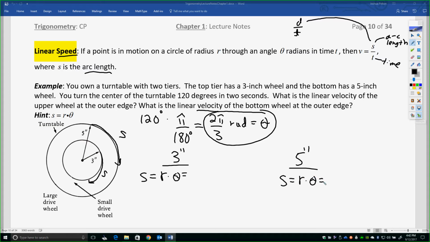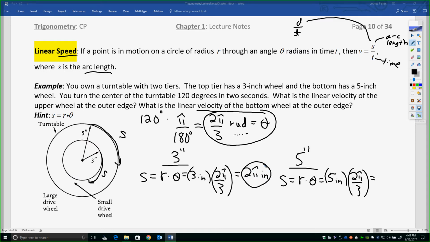And the first one had a 3-inch. The second one had a 5-inch. And they both spun the same amount, which is the angle there, 2 pi over 3. Again, don't put the radians in there. So that gives me 2 pi inches there for our length. And this one gives me 10 pi over 3 inches here for the length.